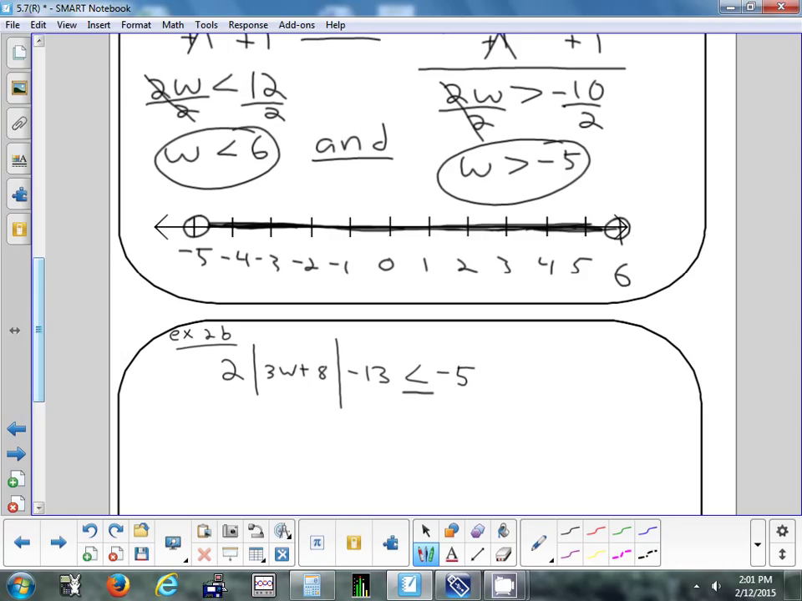Now, why did I go between? What was the word that told me to go between? And. What would it have been if it was opposite directions? Or.